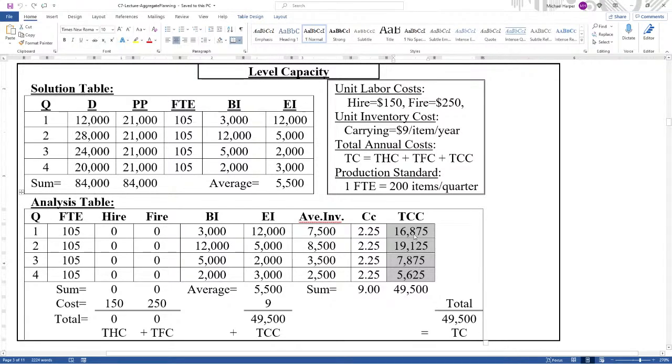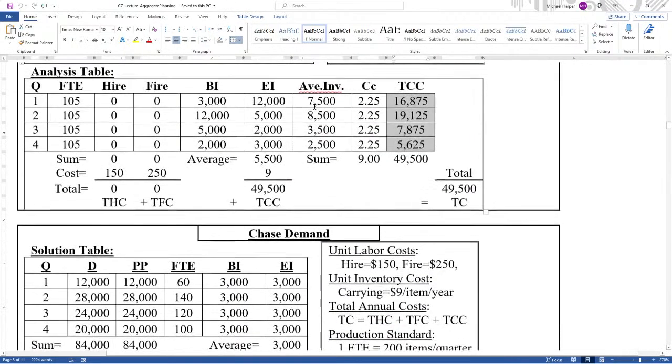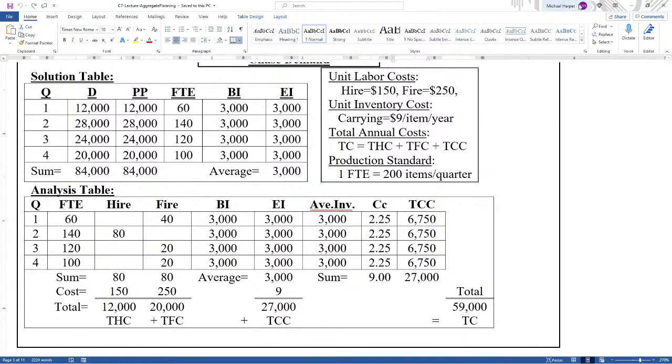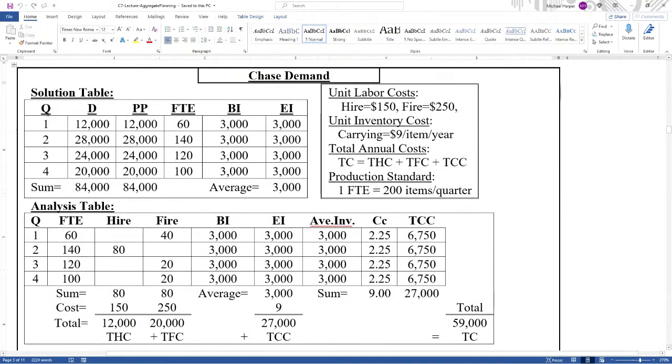Okay, so let's take this analysis and look at chase demand. Now we have a chase demand. Again, I copy the solution table from above, and there it is. Now, when I start analyzing my labor, I bring down my FTEs. I bring them down here, and there they are.